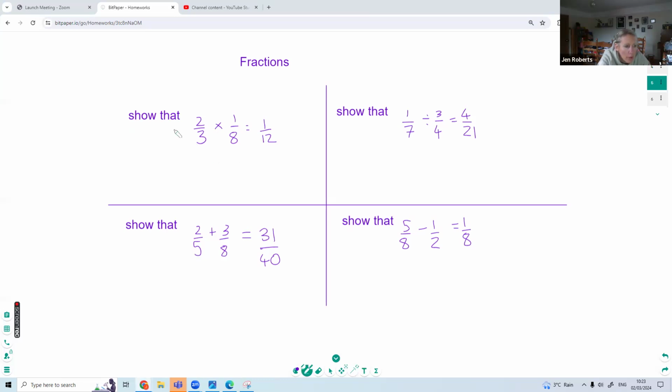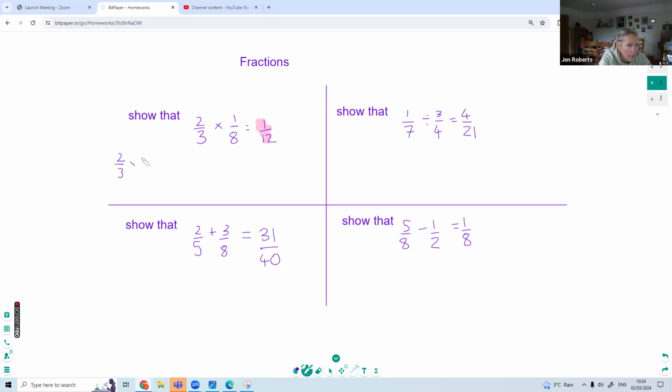So something like show that 2/3 times 1/8 equals 1/12. So you're actually given the answer to this question. You just need to show that's true. So it's almost like you can ignore this part. We want to work this out, showing our full working out to pick up all the marks to show that gives us an answer of 1/12. So let's just write out the question.